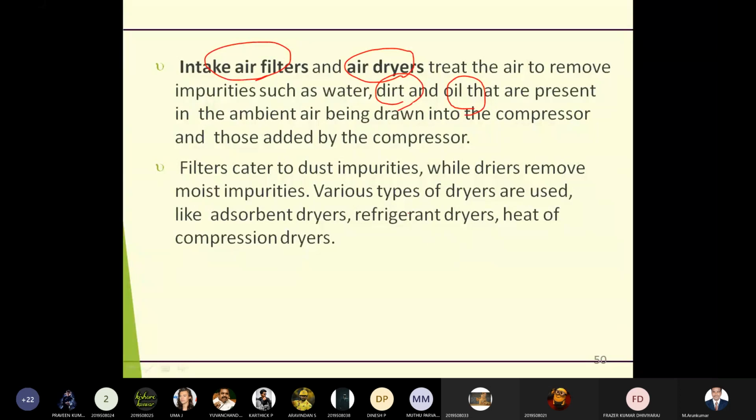Various types of dryers are used, like absorbent dryers, then we have refrigerant dryers, and we have heat compression dryers. So just make a note of it. We have different types of dryers that can be employed in the compressed air system.